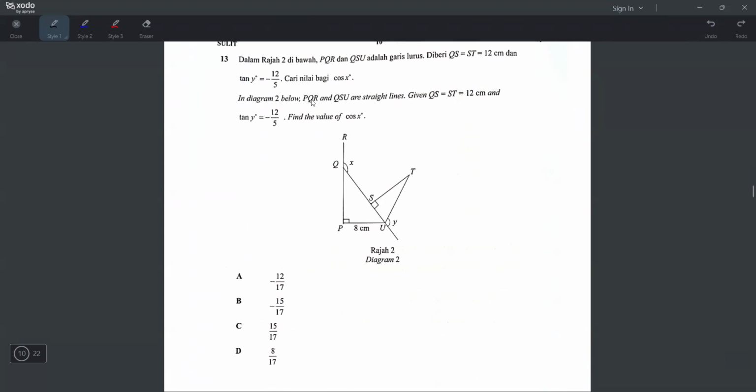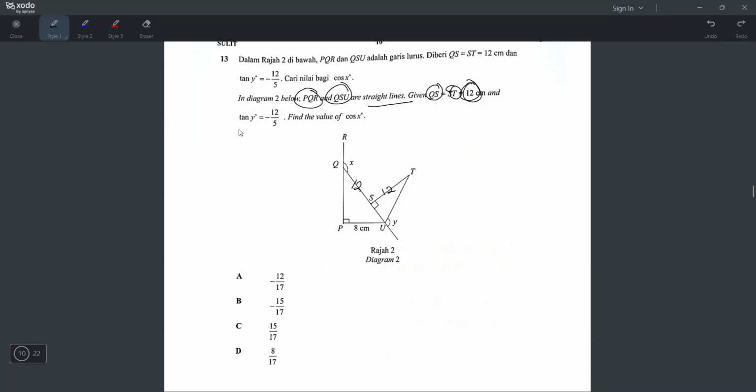Okay, let's read the question. In diagram 2 below, PQR and QSU are straight lines. So PQR, QSU, okay, I can see it. And then it says given QS is 12, ST is 12. QS, let's label 12. ST, let's label 12. Okay, tangent Y is negative 12 over 5.